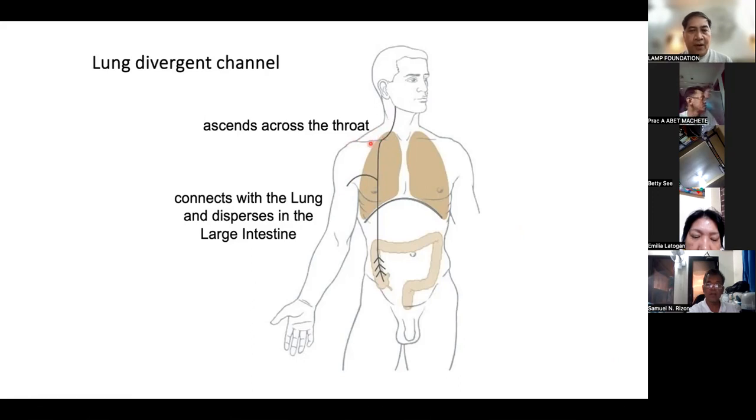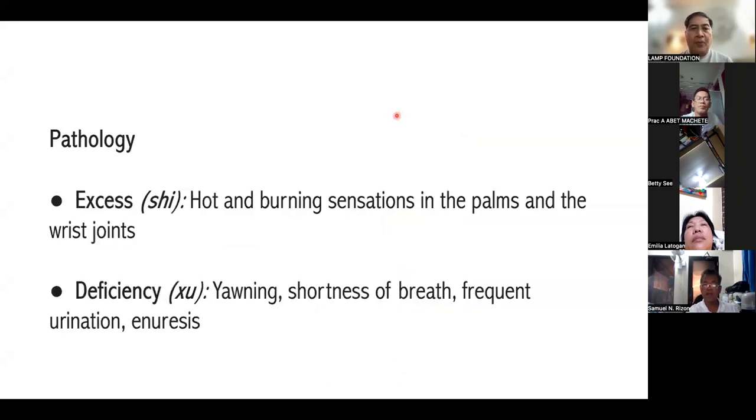From the collarbone, it ascends across the throat, where it converges with the large intestine channel. That is the divergent channel. What is the significance of this?